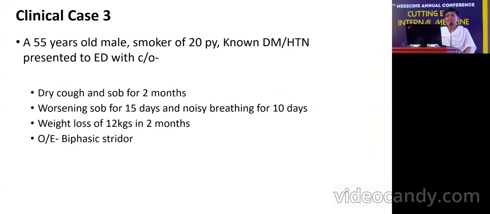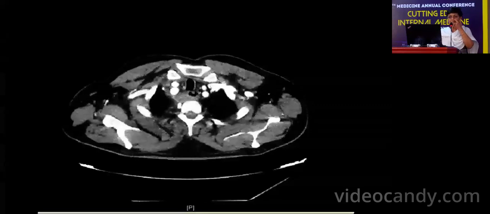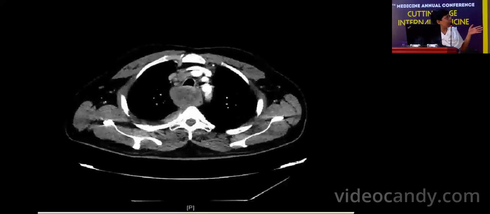We have a third case, a 55-year-old male, smoker of 20 pack years, known diabetic and hypertensive, again presented to the ED with dry cough and shortness of breath for 2 months, then worsening breathlessness with noisy breathing. He also had weight loss of 12 kg. On examination, he had stridor. And this was the CT scan, which is really scary to see.